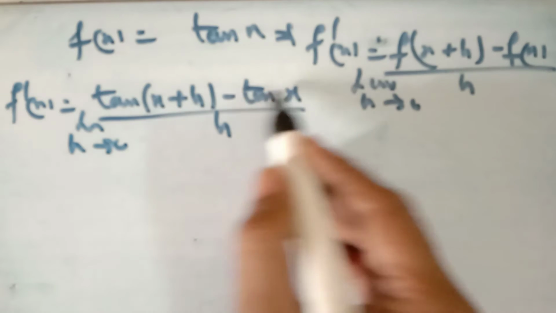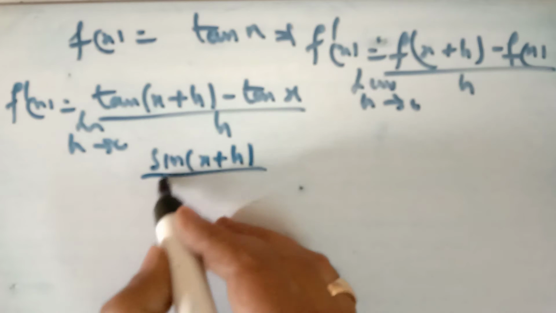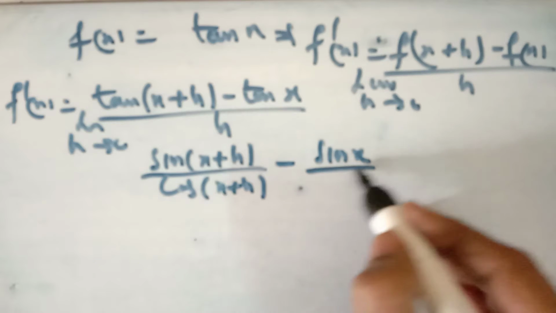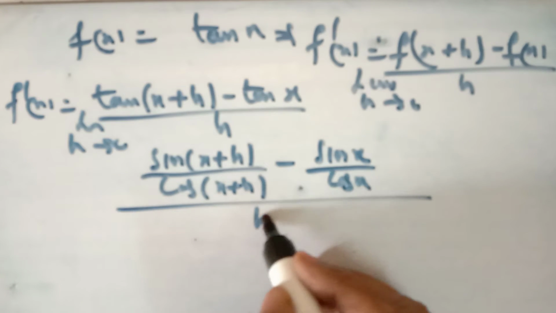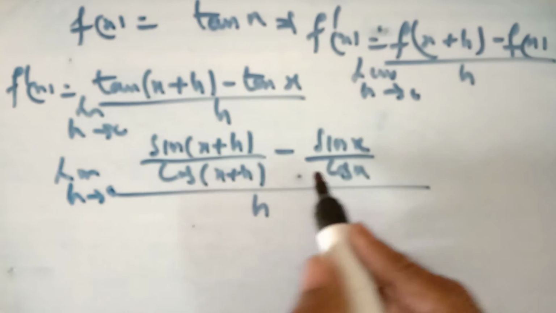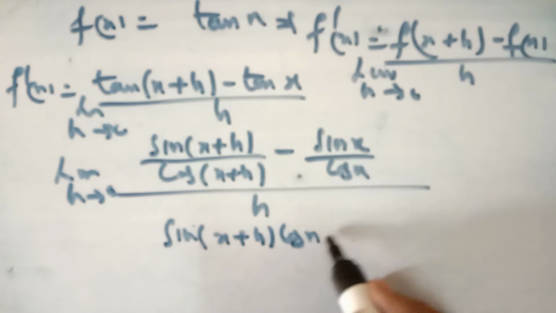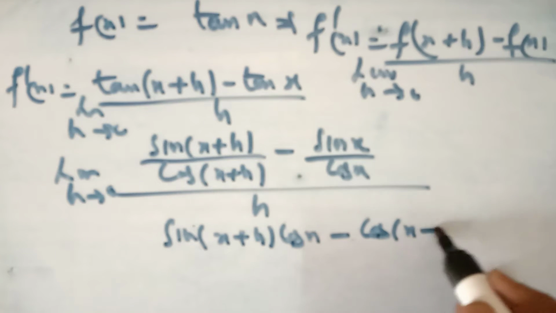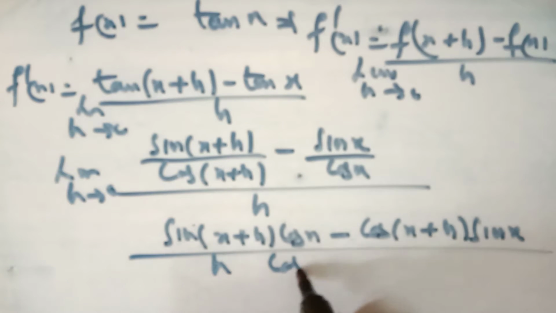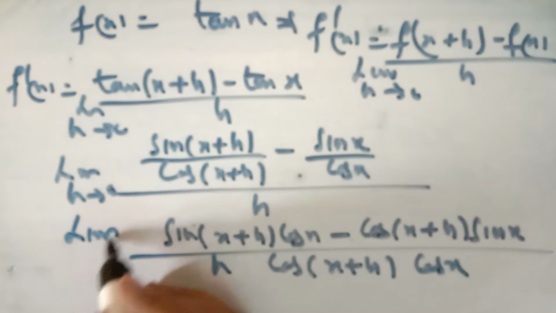We don't know the formula of tan A minus tan B, so convert into sin and cos. Convert it into sin and cos like this: sin x upon cos x upon h, limit h goes to 0. Now arrange it, taking the difference: sin(x+h) cos x minus cos(x+h) sin x upon h cos(x+h) cos x, by subtracting it. Limit h goes to 0.